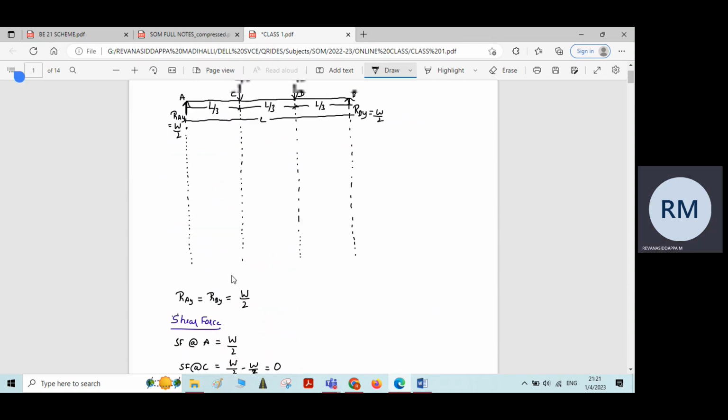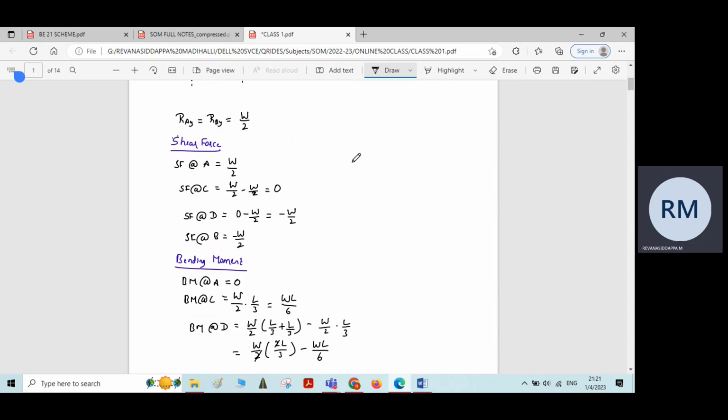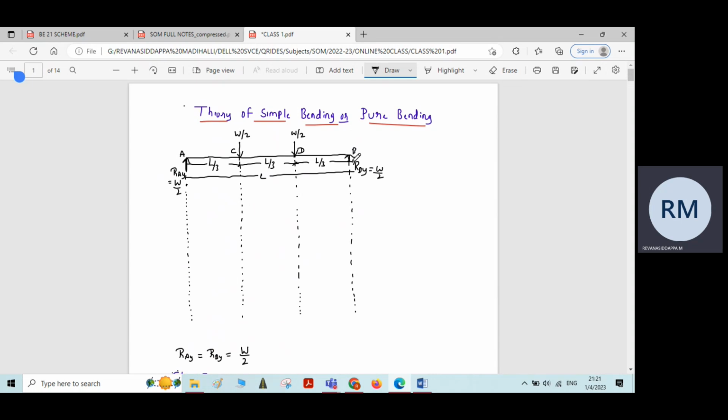And bending moment at B, the last point of the beam, again will be 0 because a simple support is there. At a simple support there will not be any moment induced. Therefore, bending moment at B is 0.